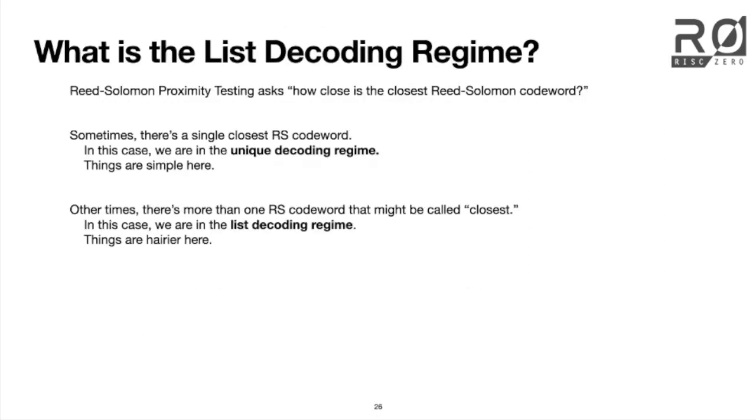Let's unpack this term, list decoding regime, a little bit. We'll look at this in a more concrete example in a few minutes, but just for the sake of getting through the abstract, Reed-Solomon proximity testing is about how close things are to code words. We're looking at something that may or may not be a code word, and we ask the question, is this a code word or is it close to a code word? And sometimes when we ask what's the closest code word, there's a unique answer. Oh yeah, that one's the closest.